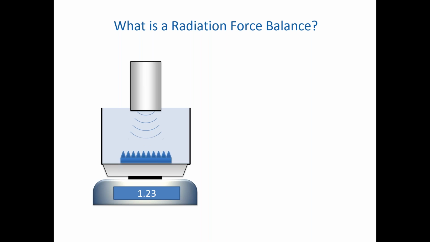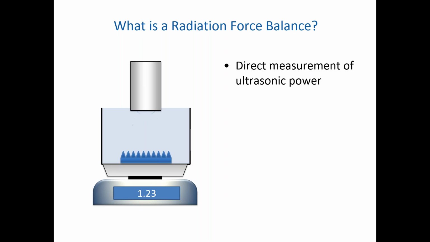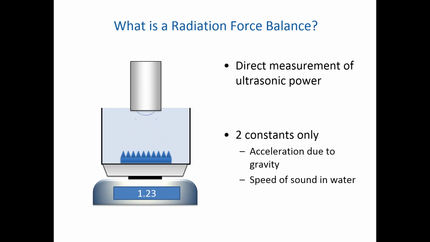And that allows us the capability of directly measuring ultrasonic power. The big advantage of this method is that the conversion factor between ultrasonic power and the mass that we may measure on our balance can be determined purely by two constants. It's affected by the acceleration due to gravity and the speed of sound in water. So we can get a direct measurement of ultrasonic power that's not dependent upon a number of other factors.